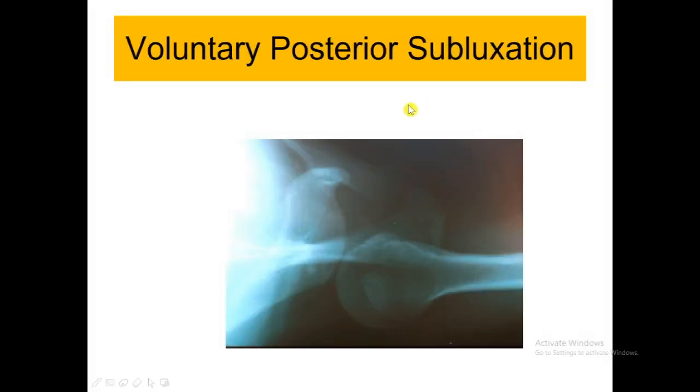Next we have the voluntary posterior subluxation. This radiograph shows that the dislocation happened posteriorly, which is not very common. Actually, anterior dislocation of the shoulder is very common, which we have just seen in the previous radiograph, but with voluntary, it means that by force, dislocation could happen posteriorly.